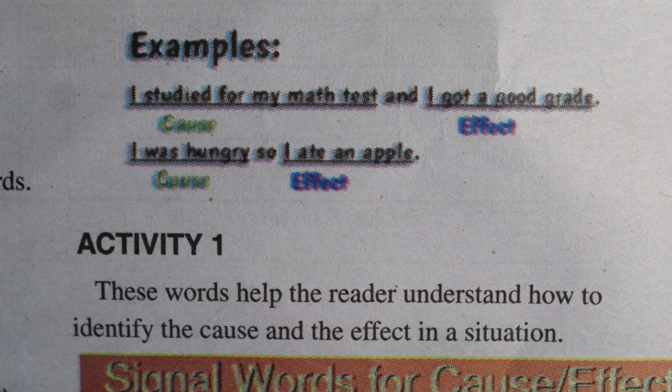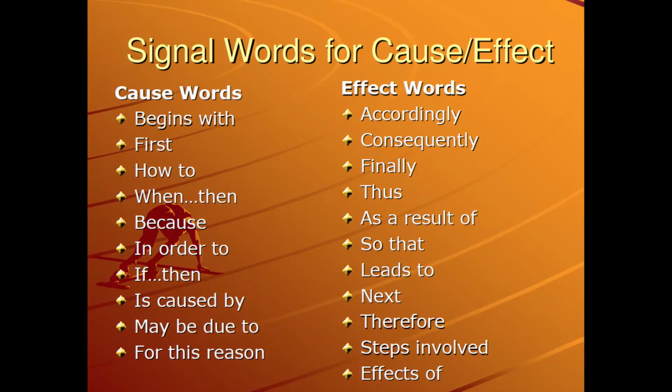Activity 1. These words help the reader to understand how to identify the cause and effect in a situation. And here we have a list of signal words for cause and effect. These words include begin with, first, how to, when, then, because, in order to, if then, is caused by, may be due to, for this reason.